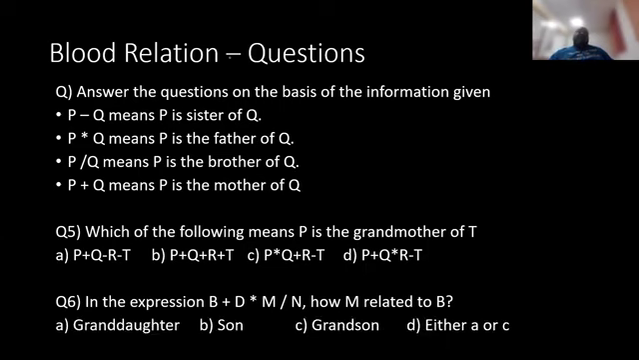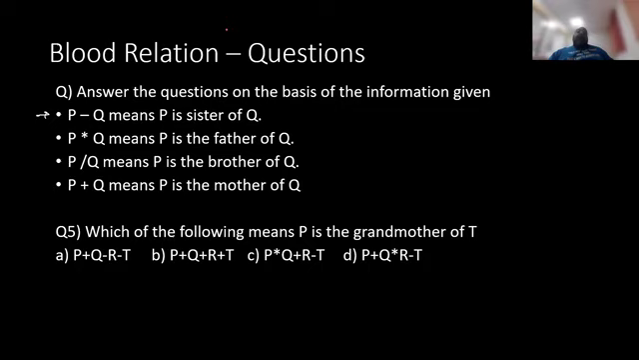Right? So if I look at this symbol, it says, P minus Q means P is the sister of Q. What does this tell me about P and Q? What does the minus tell me about P and Q? Because P is a sister, P has to be a female. And because P and Q are sister and brother, whatever, they have to be in the same generation.